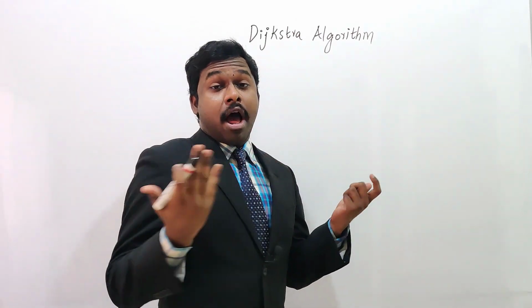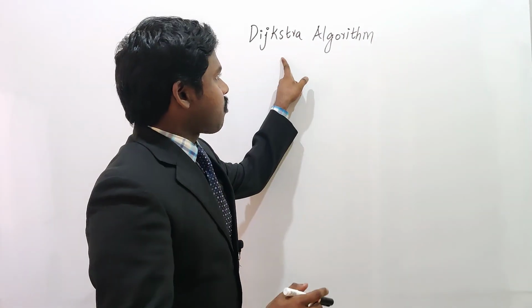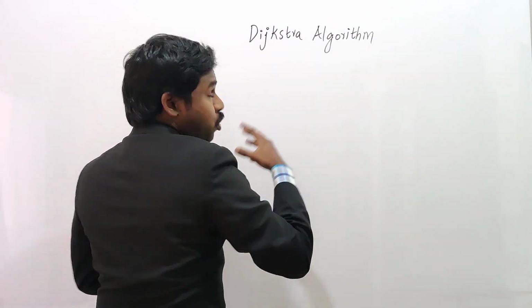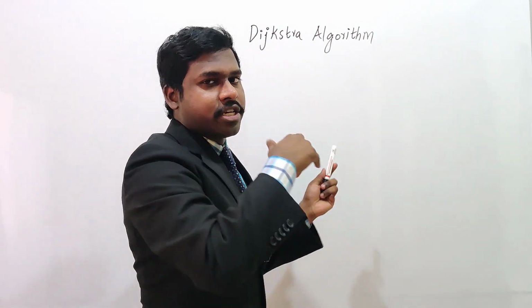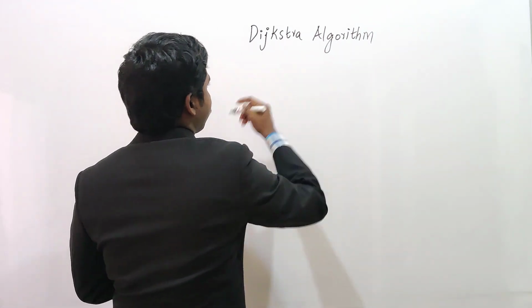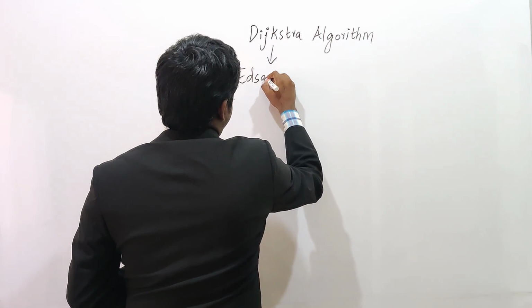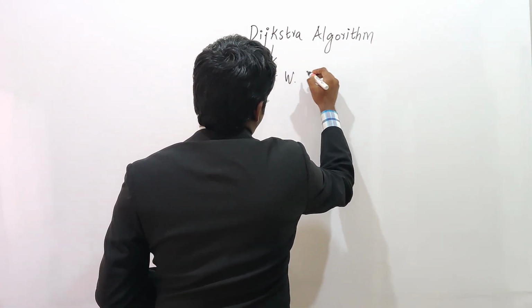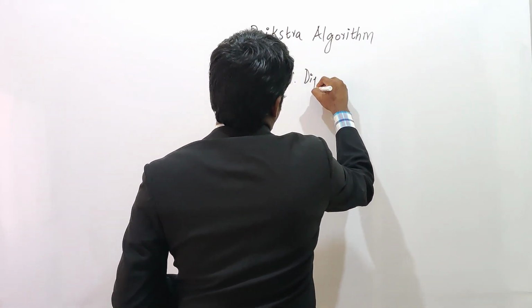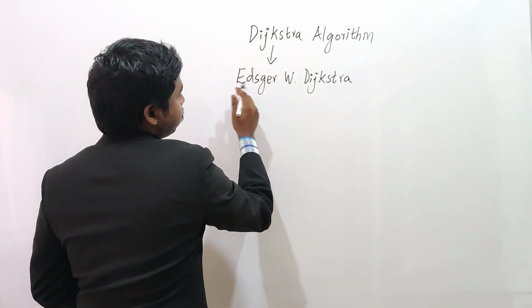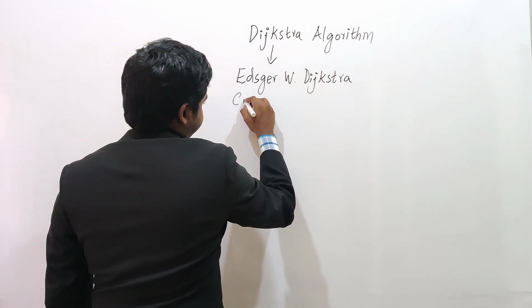So Dijkstra Algorithm, there are two words, right? Dijkstra and algorithm. Now what does that mean? So Dijkstra is actually a human being in this world who introduced this algorithm, okay? One single human being. His full name is Edsger W. Dijkstra. Okay, this is the full name, and he is actually a computer scientist.